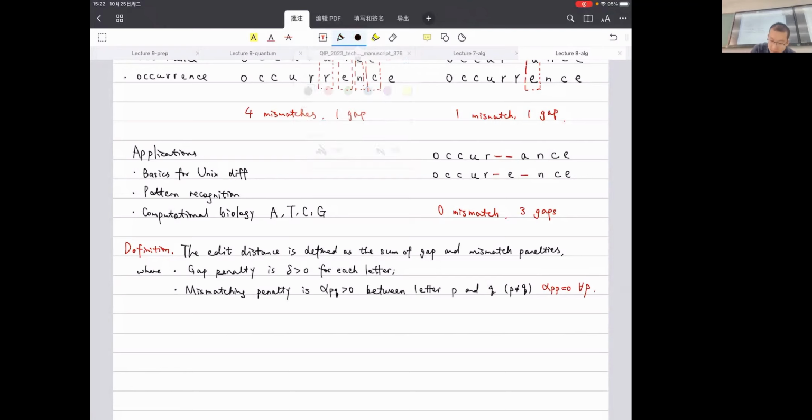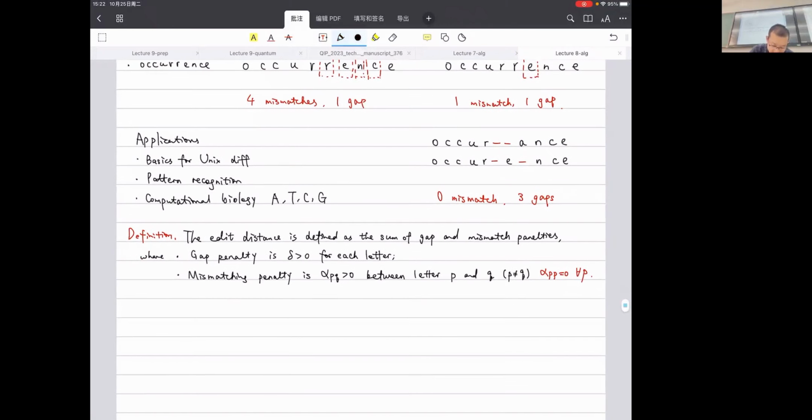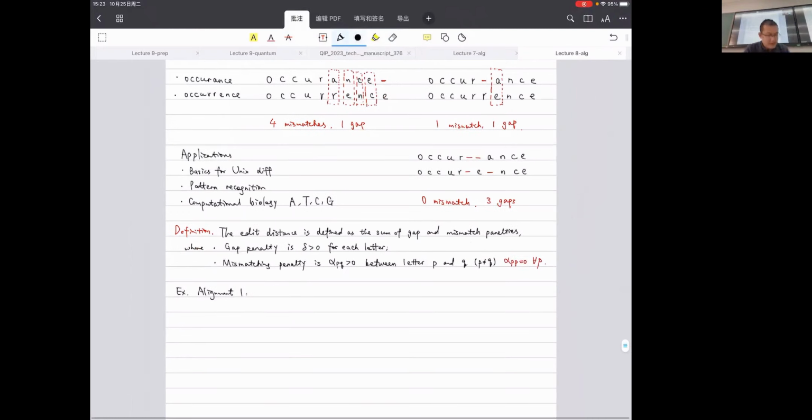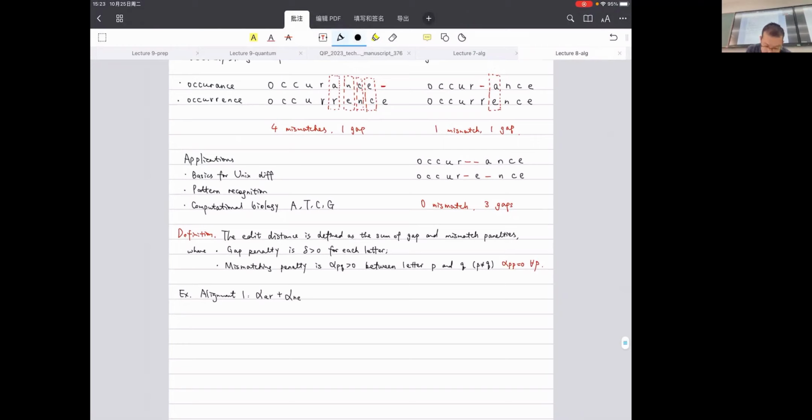So for instance, maybe we can write down the cost for the above examples. For the first alignment, let me zoom out a little bit. What is the penalty for the first alignment? It follows the definition: we have a mismatch between A and R here, so we have alpha AR. There is a mismatch between A and E here, so we have alpha AE. And there is a mismatch between C and N here, so we have alpha CN.